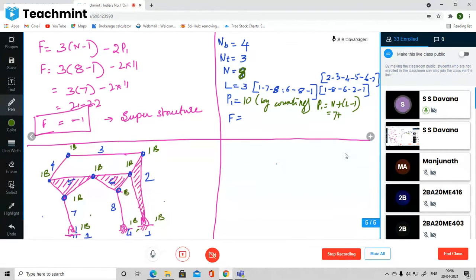8. Okay, 8, 3 minus 1, this is equal to 10, right? Now we find out the degrees of freedom. So this is 3 times n minus 1, minus 2 P1. 8 minus 1, 2 into 10, you got 1 degree of freedom. Okay, you got 1 degree of freedom.